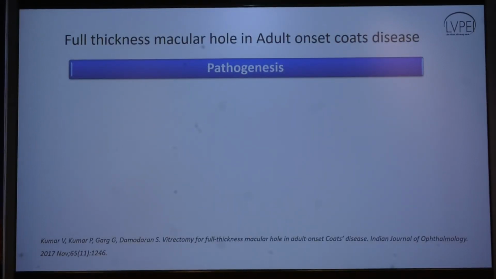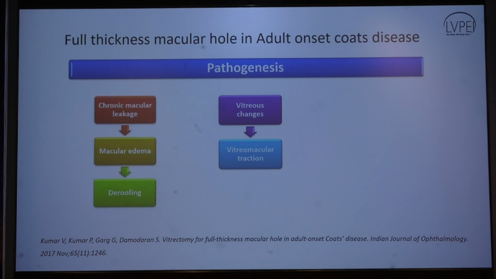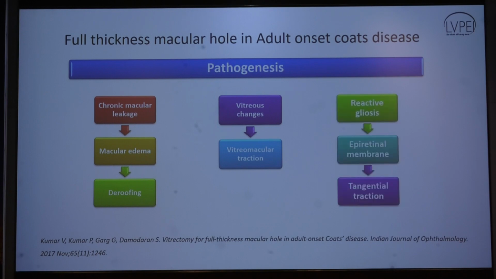Full thickness macular hole is a rare complication associated with adult onset Coats disease, and the pathogenesis leading to that includes vitreous changes leading to vitreomacular traction, chronic macular leakage leading to macular edema and subsequent deroofing, reactive gliosis leading to epiretinal membrane formation and leading to tangential traction over the macula, leading to macular hole formation.